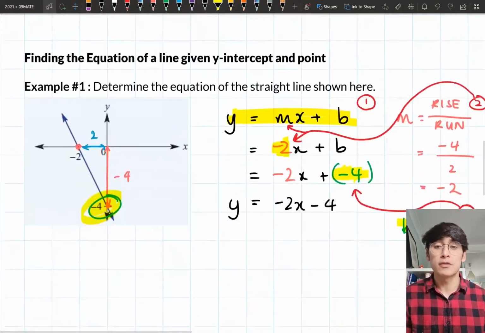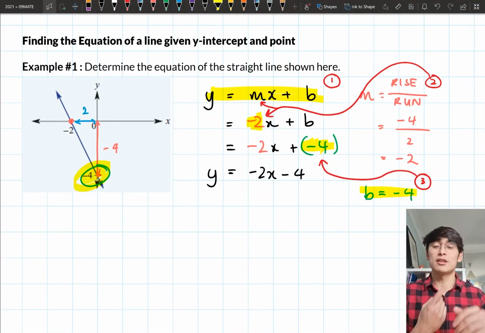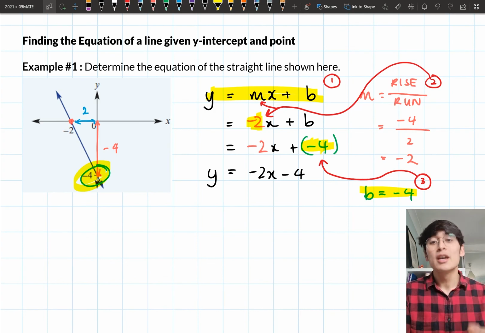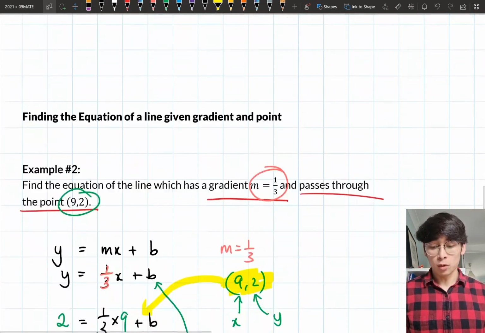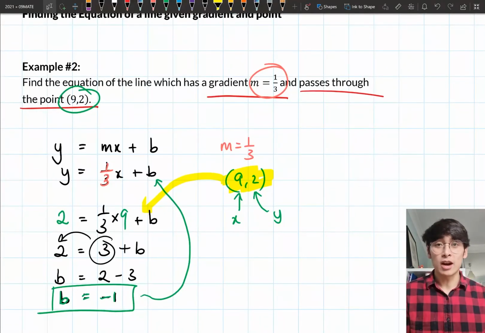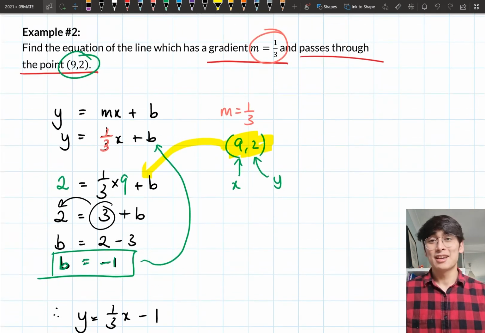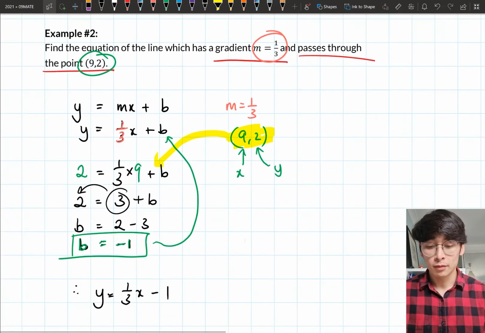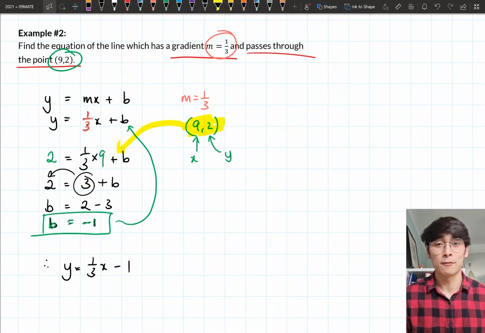And we did that with two different examples. The first one, we got given the y-intercept and a different point. So we had to firstly calculate the gradient and then put in our y-intercept. And the second example, we were given the gradient, but then we had to substitute our point in it. And so here we put in our gradient, but then we had to solve for b. So that's how we find the equation of a line using the gradient intercept form.